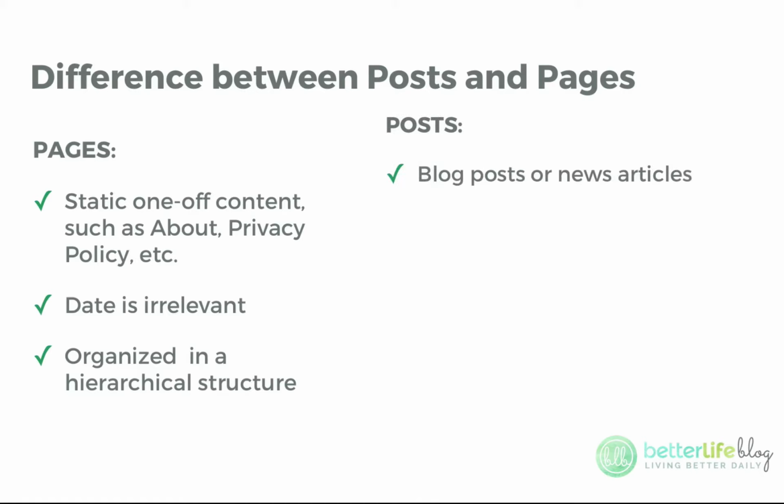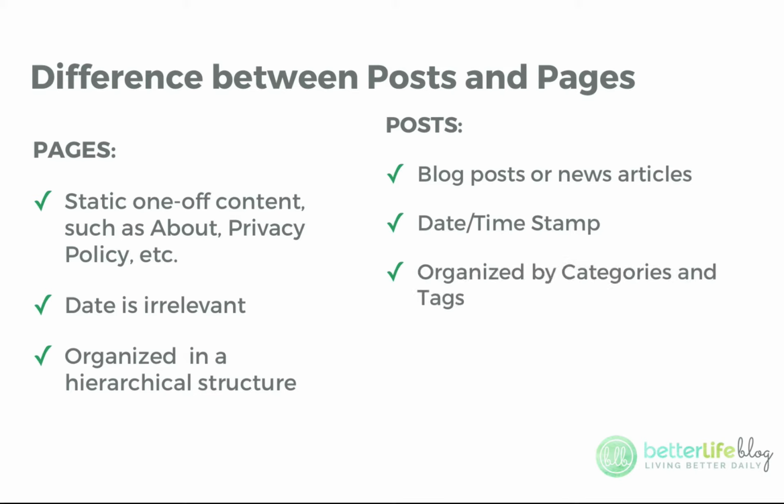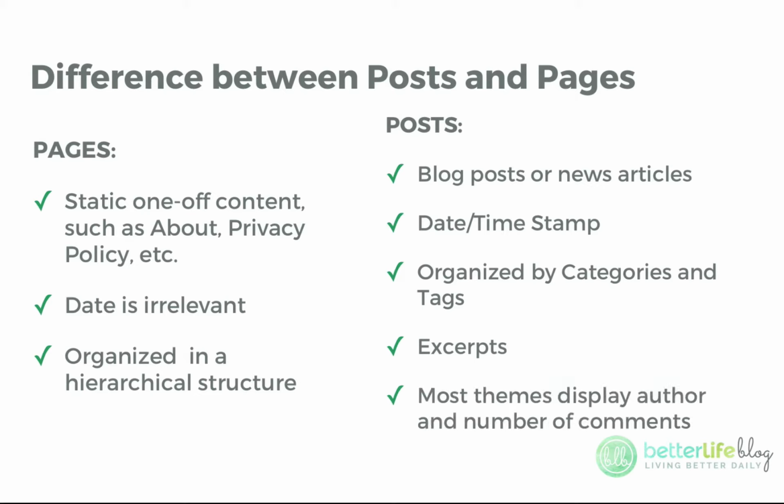Posts. So posts are used in general as blog posts or news articles. There are some other ways that you can use posts, but these are the two most common ways. Posts have a date and time stamp. And as you saw before, blog posts are listed in reverse chronological order, meaning the most recent post is listed at the top, and then older posts are listed below that. As we discussed before, posts are organized by categories and tags. Blog posts can also have excerpts. Something else to note about posts is that most themes display the name of the author as well as the number of comments. You don't generally see the same for pages.